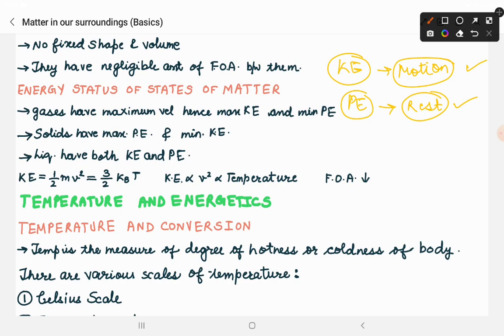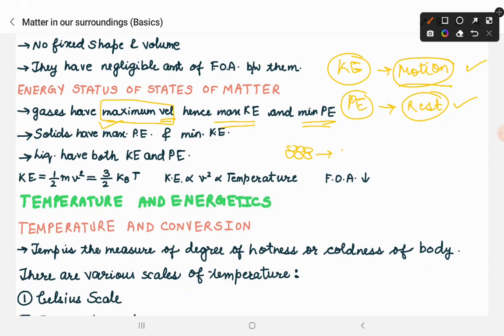So you should know that gases have maximum velocity because the particles are far apart and the forces of attraction are also very less, and due to this reason the particles continuously tend to move, and because of that the velocity is high, meaning they are in motion. That's why we can say that they have maximum kinetic energy and minimum potential energy. There is the opposite thing for solids, because in solids the particles are very tightly packed.